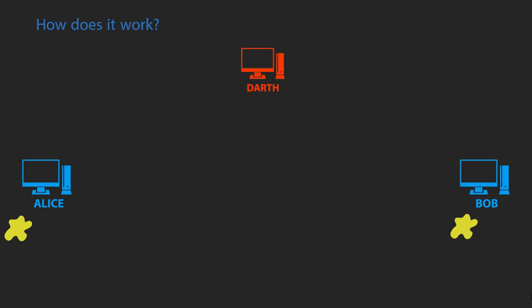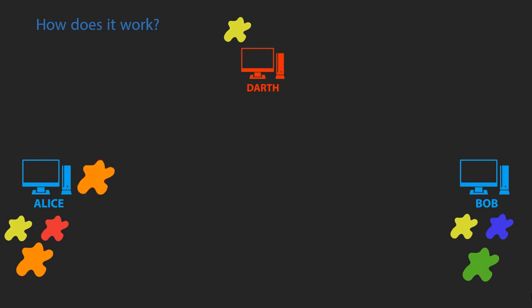Since Darth is listening to the conversation, he also knows this color. Now, Alice randomly selects a private color, in this case red, and Bob does the same. He selects blue. Now Alice uses the two colors she has and combines them to produce a third color, orange. Bob goes ahead and does the same thing. He combines the public color yellow to his private color blue to get the third color, green.